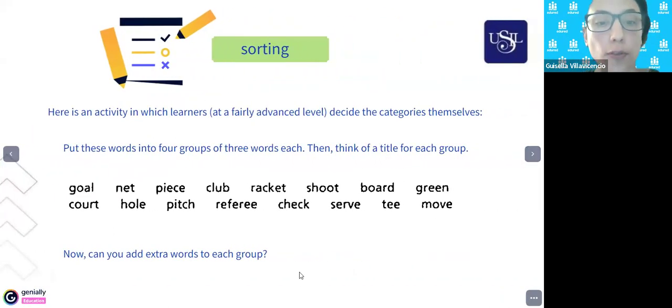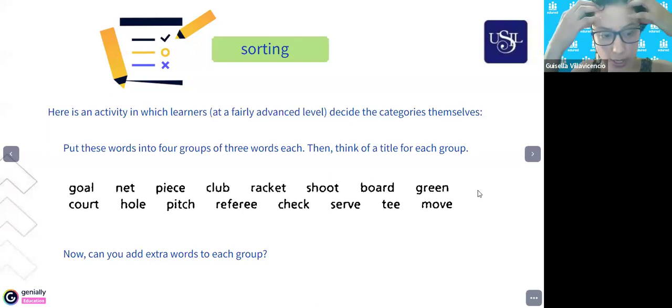Here, another example of sorting, right? This is a little advanced. They have to decide the categories themselves. So you tell them, you have these vocabulary words, categorize them in four groups. You decide the category. The students decide, but they have to categorize. So this is more difficult.